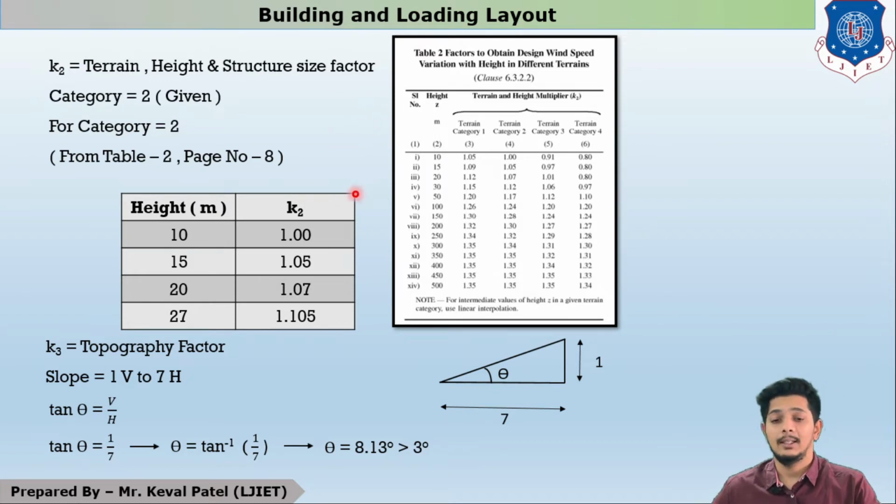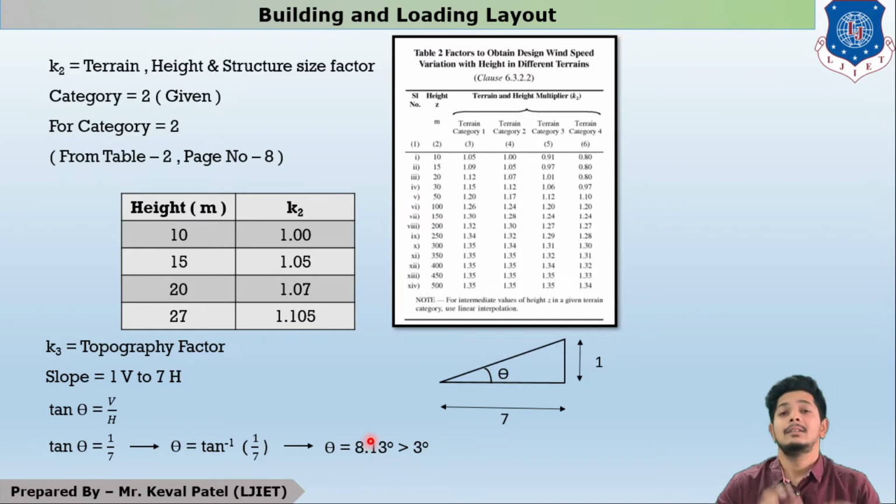Now for K3, which is a topography factor, I have to do some different technique. I have to use some different technique for this water tank problem. Please give your attention here. It is the most important part and new part of this problem. Now, slope is given 1 vertical to 7 horizontal. So I can get my theta from that. And tan theta will be v by h, 1 by 7. So I am getting theta as 8.13 degree, which is greater than 3.